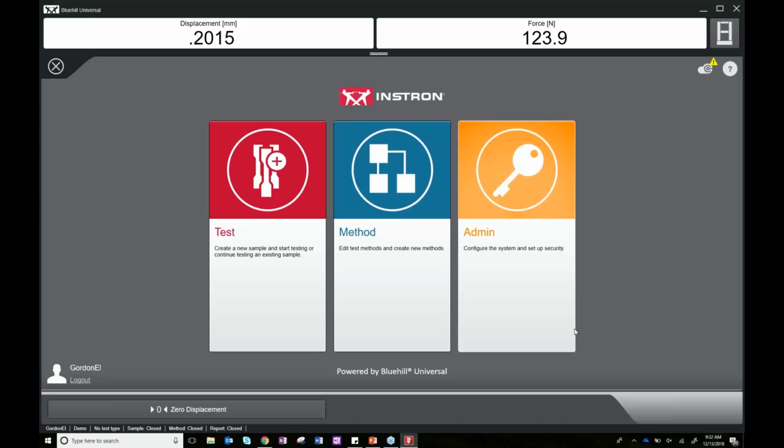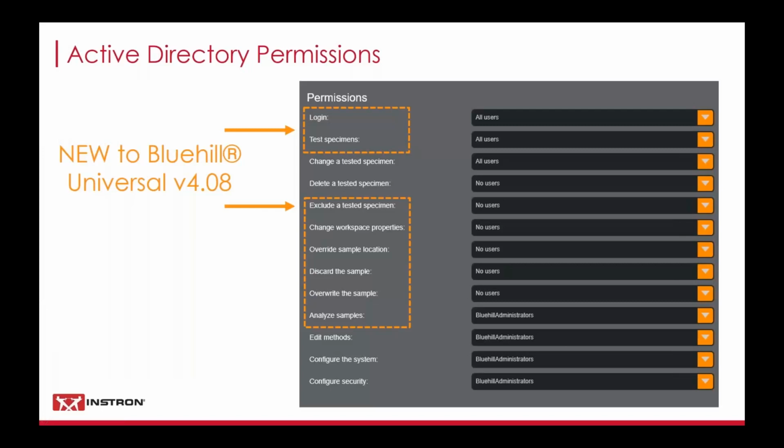So a lot of these permissions can be really customized and configured to what your needs are for your lab. I just wanted to review the Active Directory permissions, since most of these permission levels are new or didn't exist in previous versions of the software. So the ability to log in and test specimens, this is new. The ability to exclude a tested specimen. So previously we lumped exclude a tested specimen with change a tested specimen.